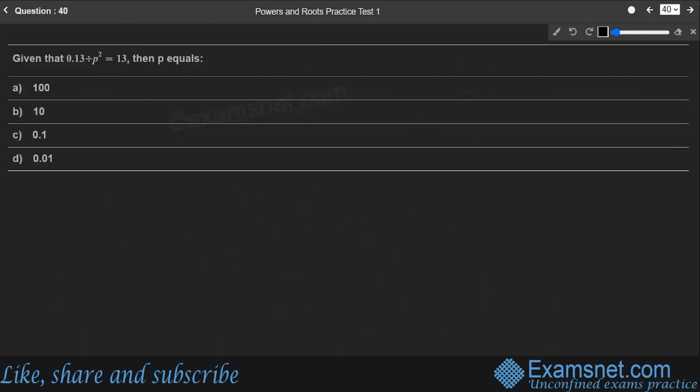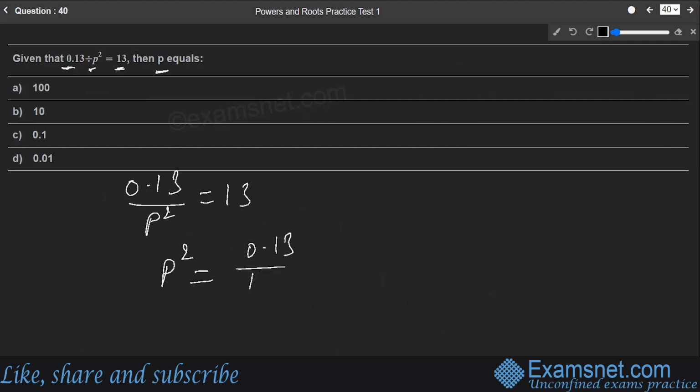Okay. 40th question. Given that 0.13 divided by p square is equal to 13, then p equals what? So clearly we are supposed to solve this. As they say, 0.13 upon p square is 13. So clearly we are supposed to solve for p. So we'll make the equation in terms of p. So p square is going to be 0.13 divided by 13. Okay, this can be solved. If we divide 0.13 by 13, we receive 0.01. So p square has to be 0.01.